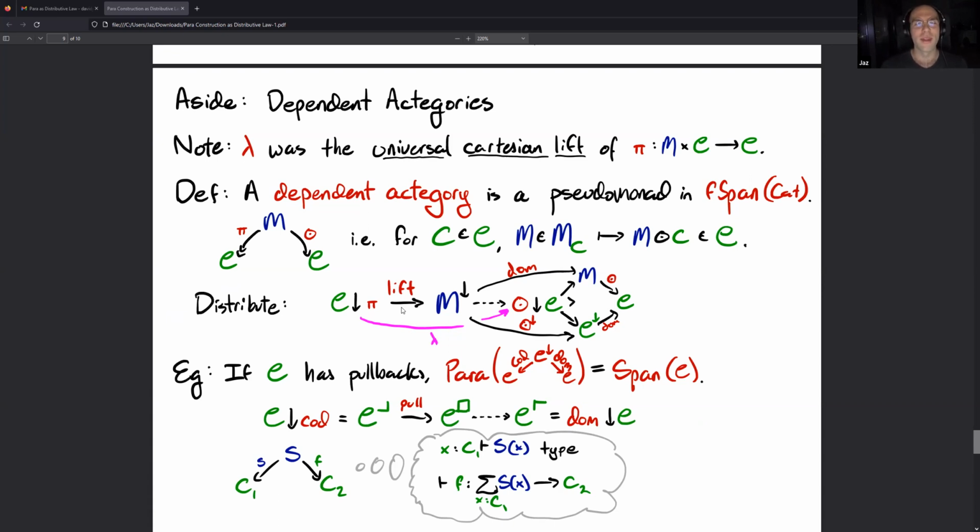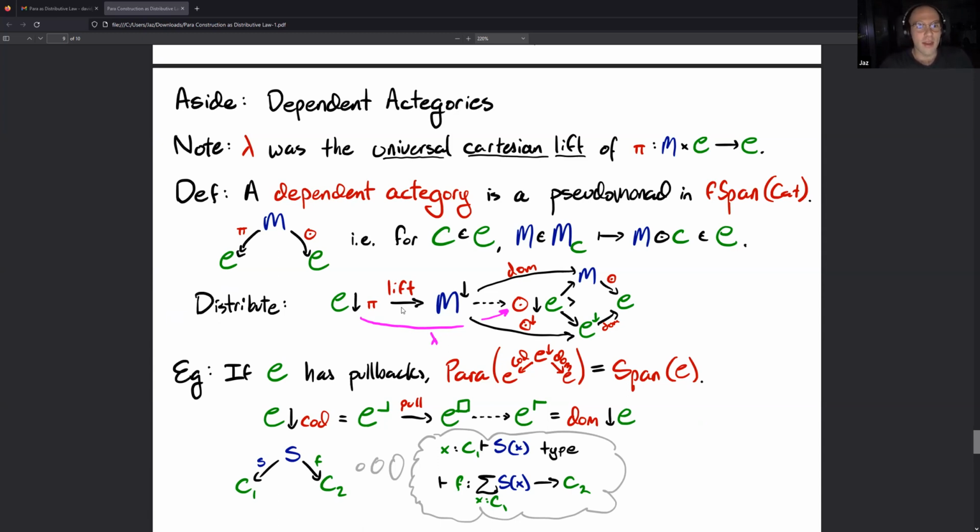So if you run through what this construction says, in the case that C has pullbacks, then we can actually flip the order. We get a different double category. I can't off the top of my head think about what this looks like as a double category. But if we just flip the order of domain and codomain, now codomain is a fibration because C has pullbacks. And if we run this construction, the para construction, on this, using this idea, we get span.